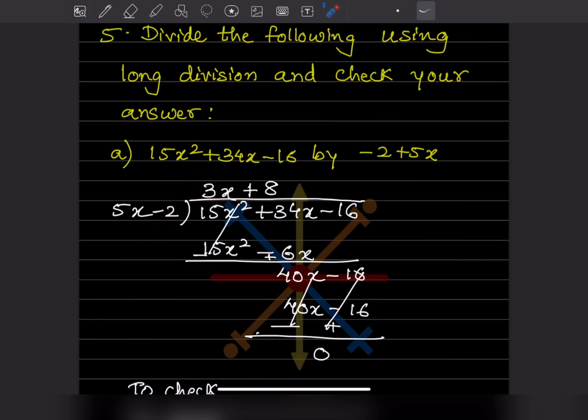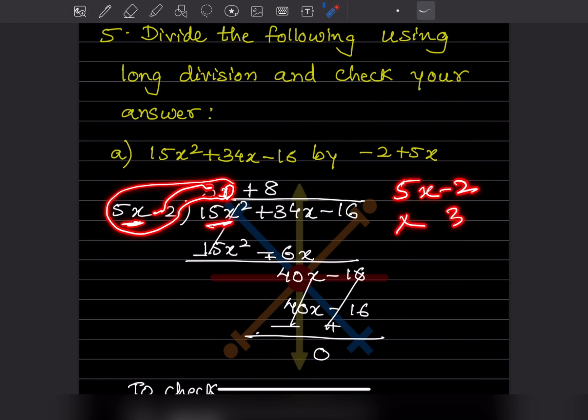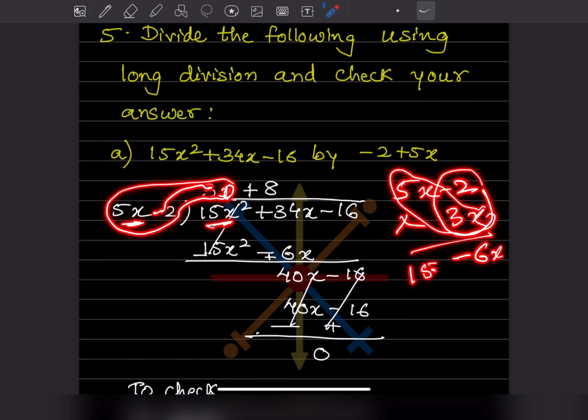So now look at here. You are going to multiply this and this again. So this is going to be minus 6x. Otherwise you can do it like this. Once you get this 3x, you look at the first term of both. You got 3x and now you multiply again for this as well. So 3x into this, you multiply this one, that will be minus 6x. When you multiply this one, that is going to be 15x square. So this and this are the same.